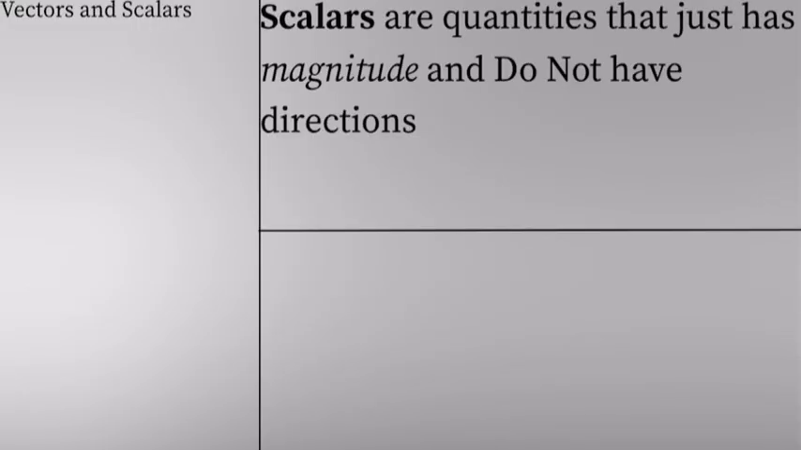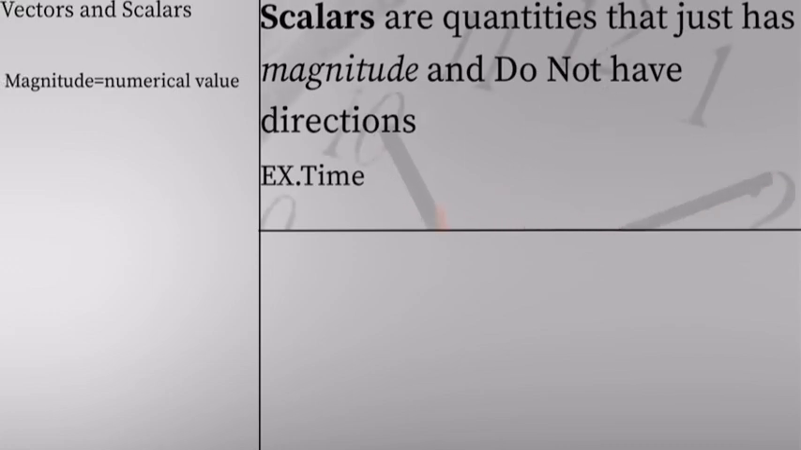Scalars are quantities that just have magnitude, or numeric values, and do not have direction. An example of a scalar would be time because it is defined solely by its magnitude and lacks spatial direction. We cannot say something like time is moving 3 seconds to the north.